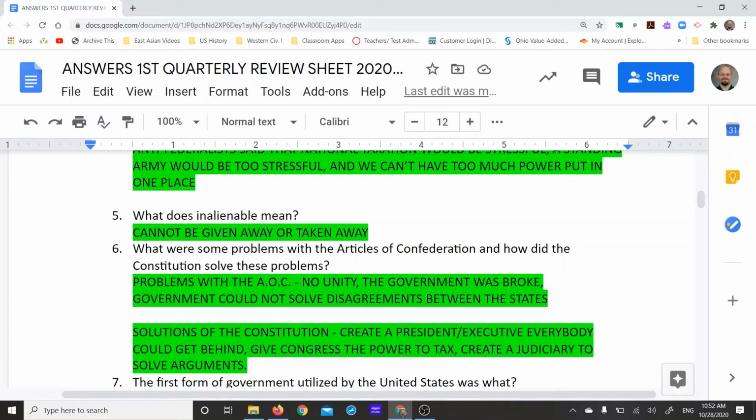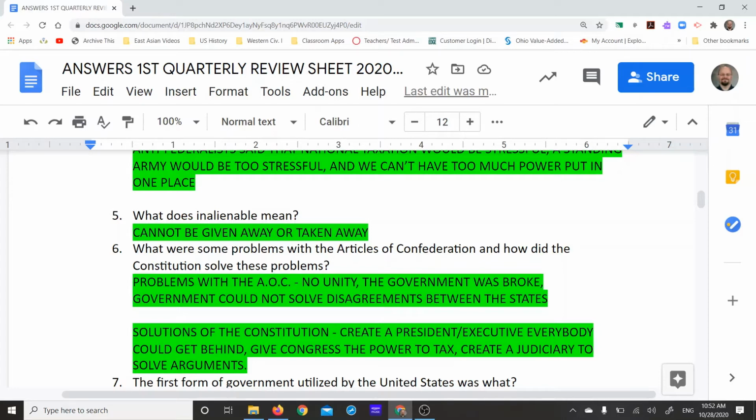And that's a big issue if you want to do anything. Raise an army, raise a navy, build roads, build hospitals, whatever, did not exist. The funds did not exist to pay for it. Government could not solve disagreements between the states. So if there was a major territorial disagreement or disagreement about law or trade or anything like that, the states, the original 13 colonies, had nowhere to go to solve those problems.